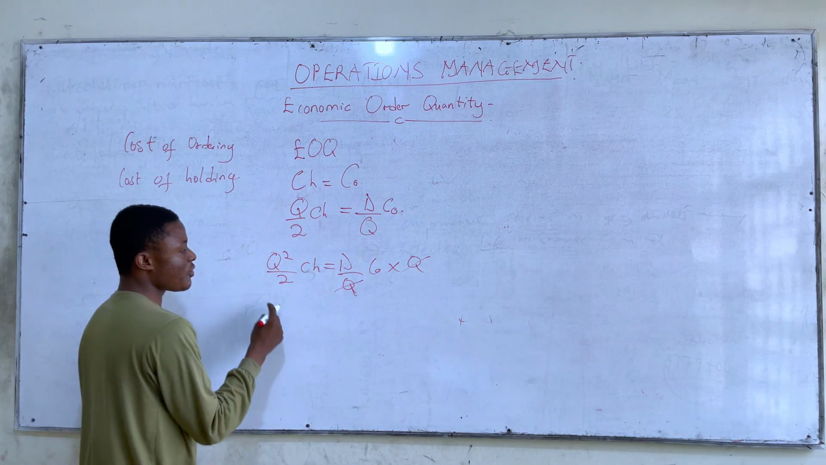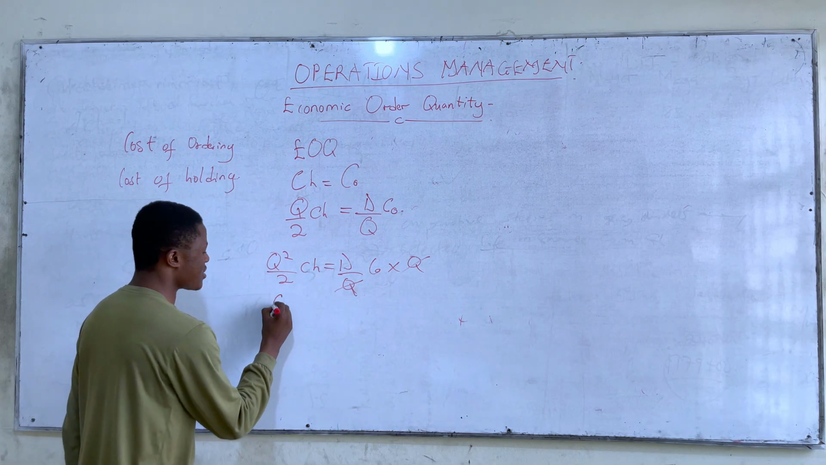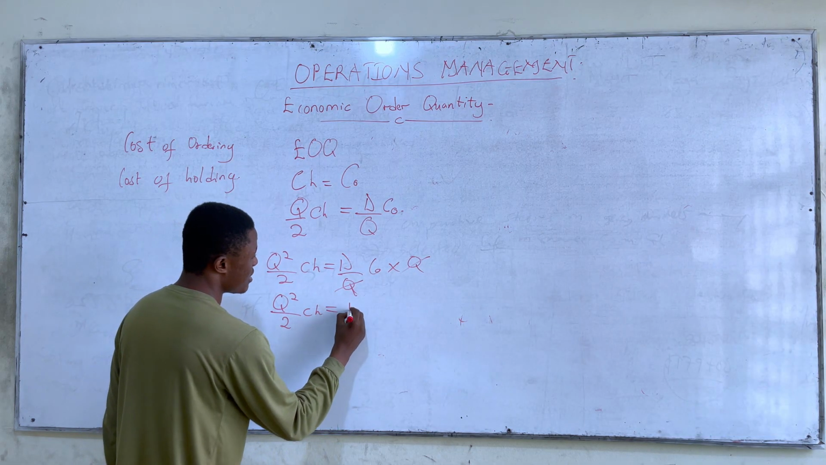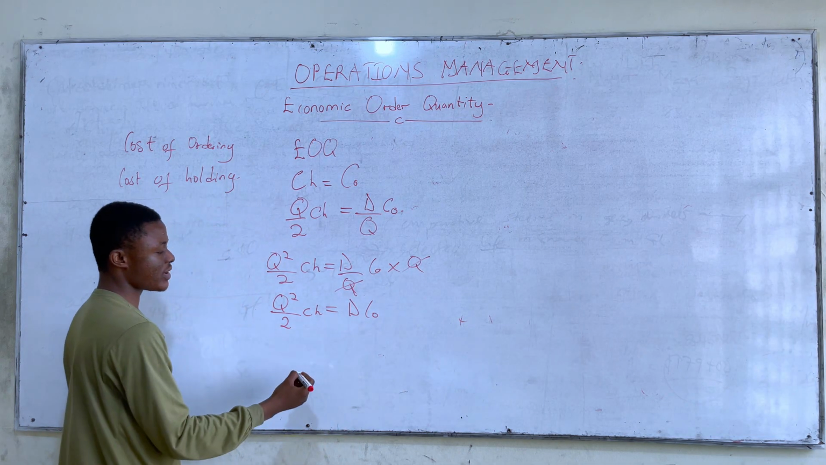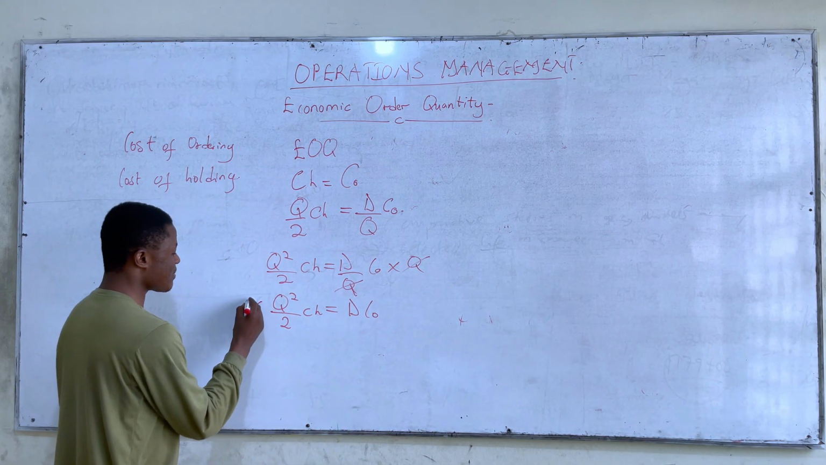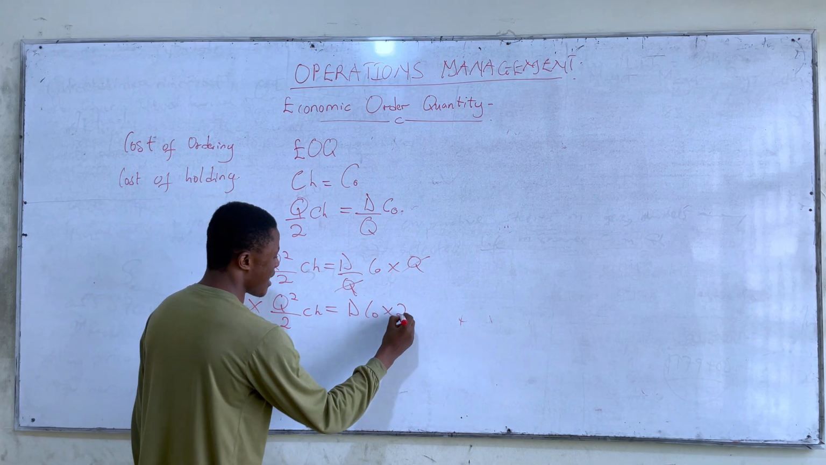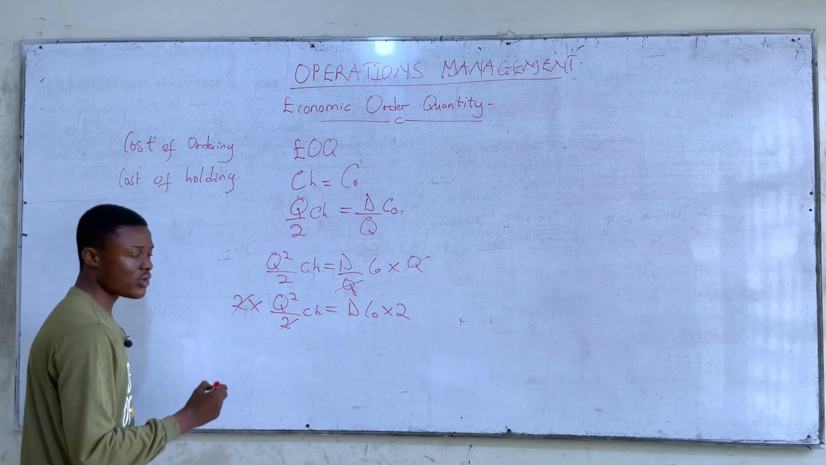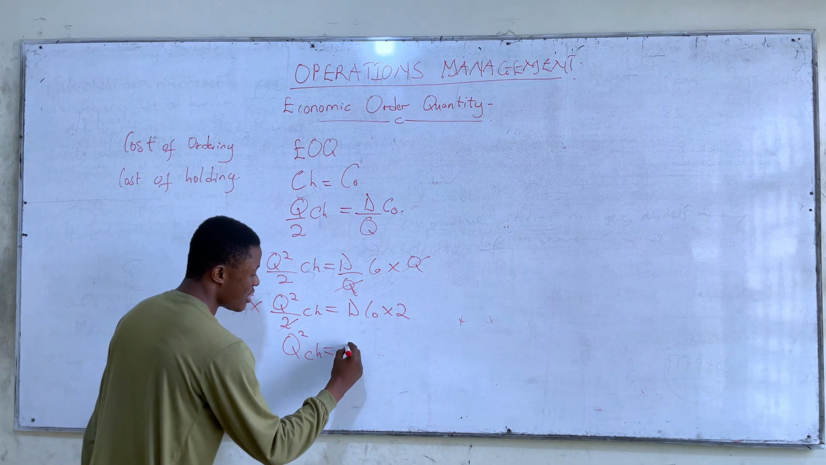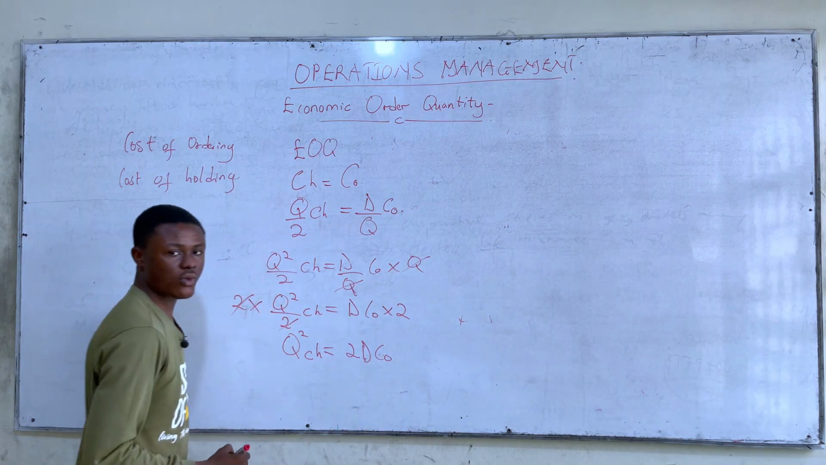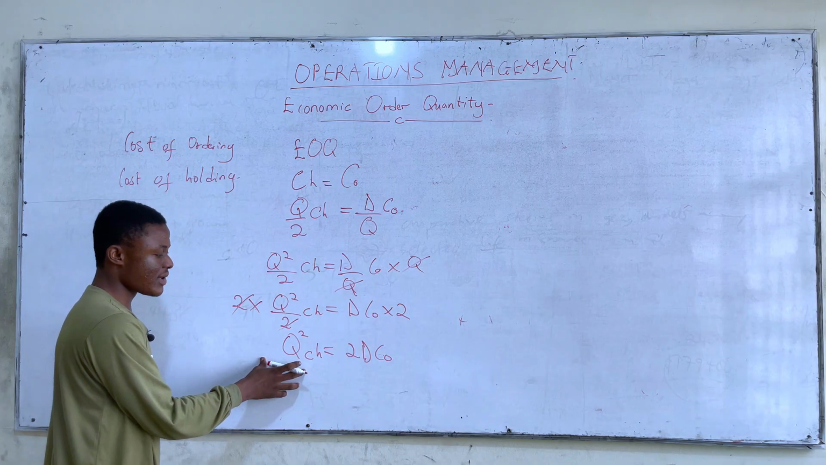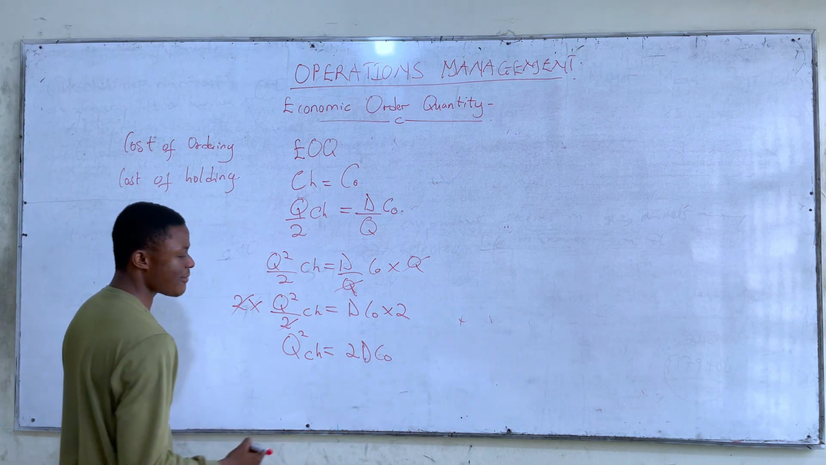If we want to still make Q the subject, we are getting Q squared over 2CH is equal to DCO. This is our cost of ordering. So let's multiply both sides by 2. You multiply here by 2, you multiply here by 2, so these 2 cancel. And then we are getting Q squared over CH is equal to 2DCO. Great. So how do we make Q the subject? Here we have to also divide both sides by CH.